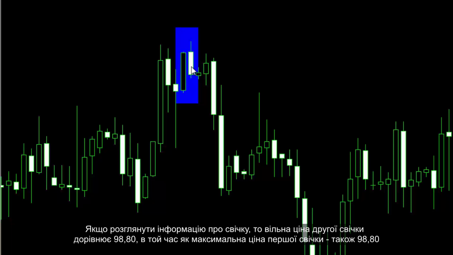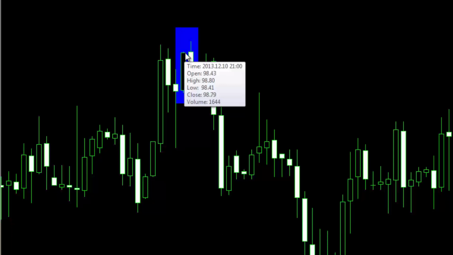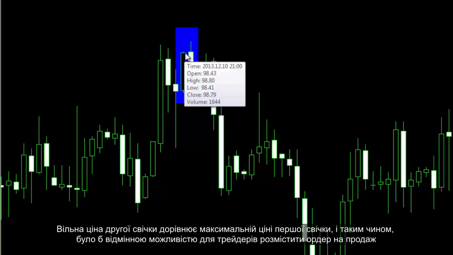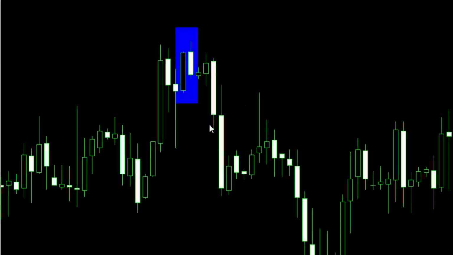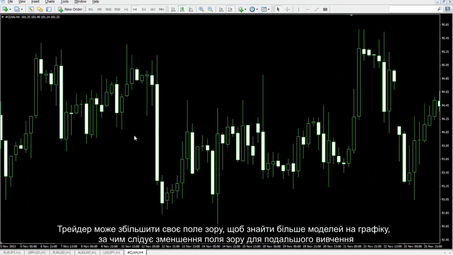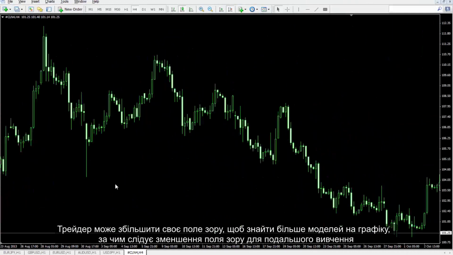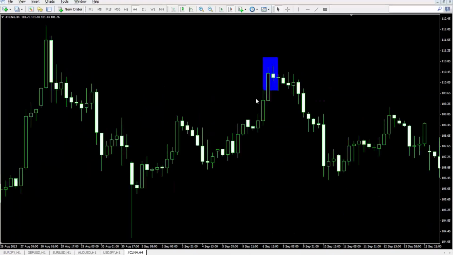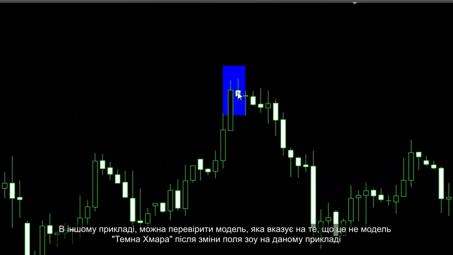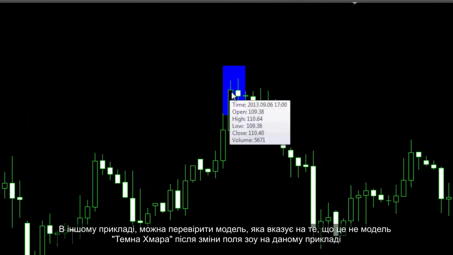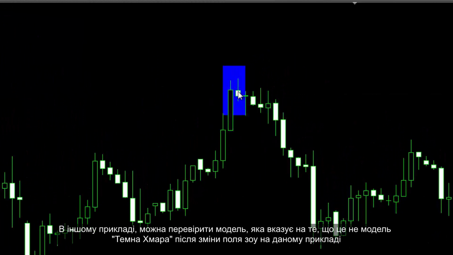If the candle information is considered, the open price of the second candle is 98.8, while the high price of the first candle is also 98.8. The open price of the second candle is equal to the high price of the first candle. Thus, it was a great opportunity for traders to place a sell order. A trader can zoom out to find more patterns on the chart, followed by zooming in for further scrutiny. In another example, a pattern can be checked, which indicates that it is not a dark cloud pattern, after zooming in on the given example.